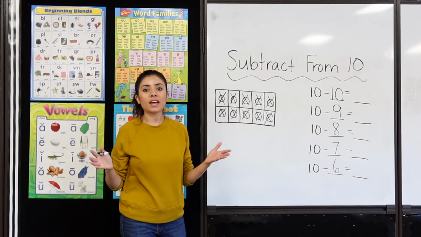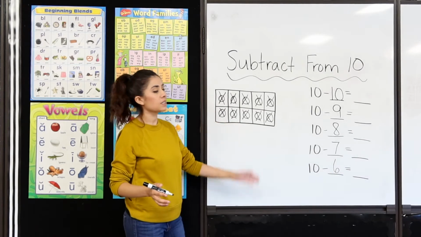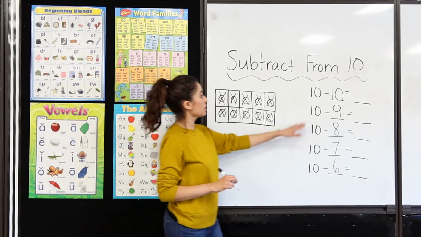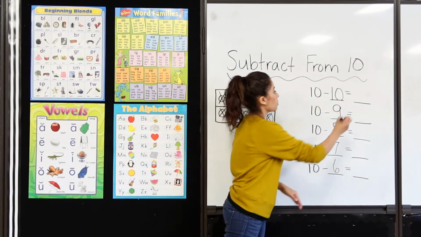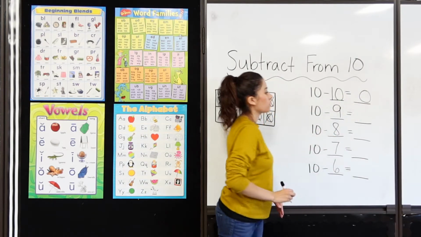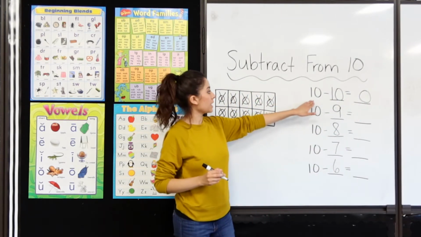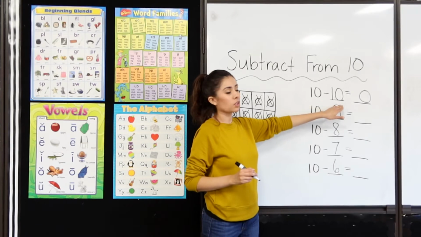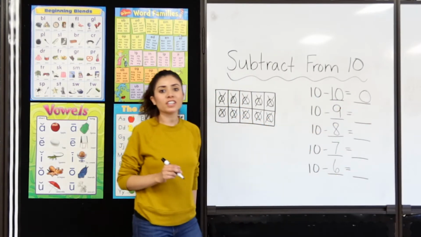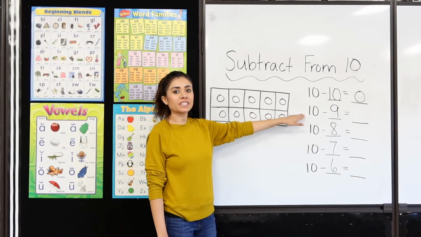How many counters do I have left? 0. Very good. 10 minus 10 equals 0. And if you remember, a number minus all of that number equals 0. Very good. 10 minus 9.